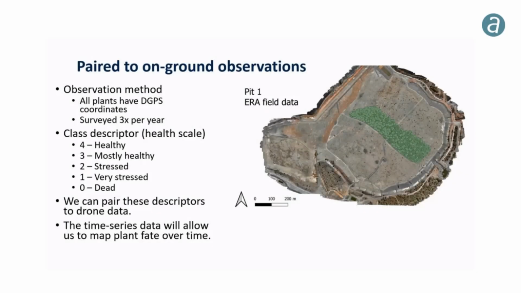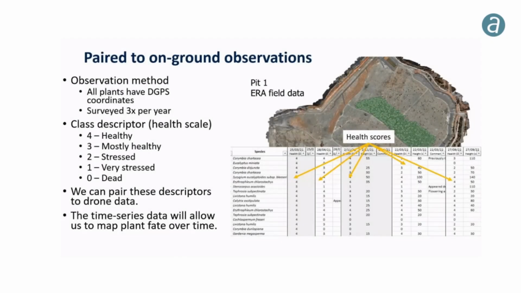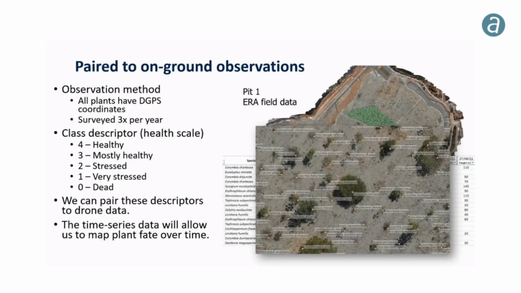So we've got something like 7,000 differentially GPS plantings, which are the green dots, and each one of those has a health descriptor over time. So we can pair these to that, using the data that we have, the health scores that they do manually in the field, ascribing to each plant, and this is the location of all those plants.